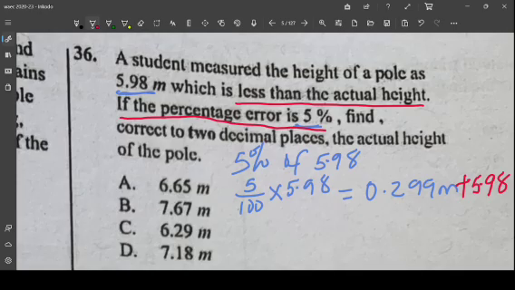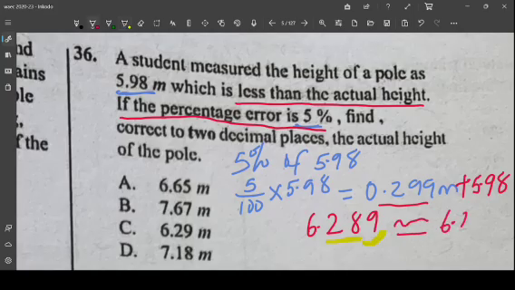So when I add that error plus what he measured, I'm going to get the correct height, which is 6.289. But we are told to write our answer to 2 decimal places. So I only need 2 digits. So I look at the third digit. Is it up to 5? Yes. Since it's up to 5, I'm going to approximate it to 6.29 meters, which is option C.